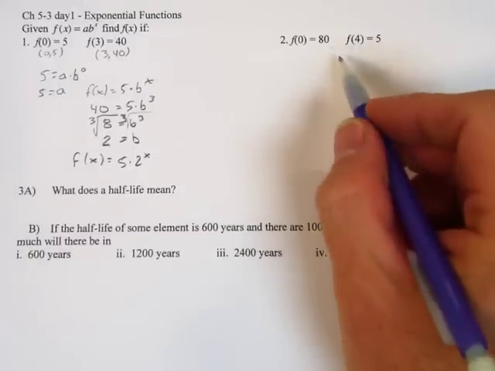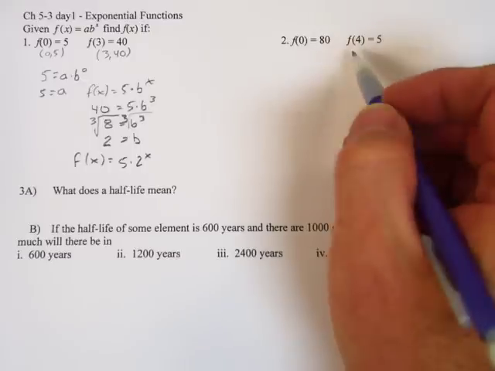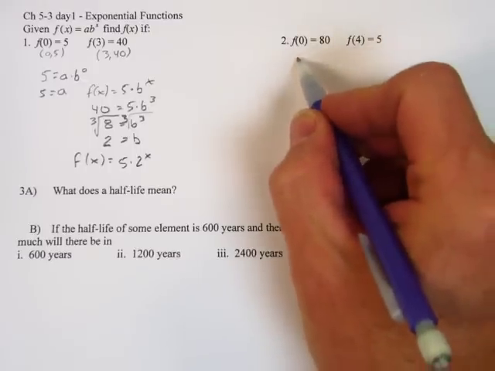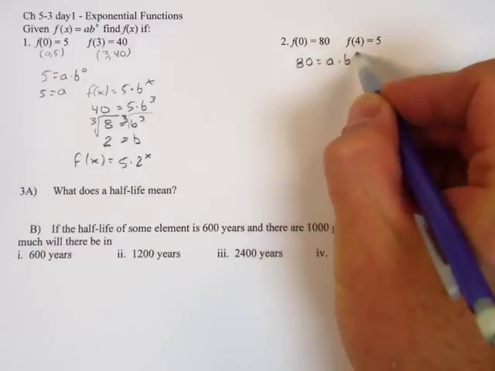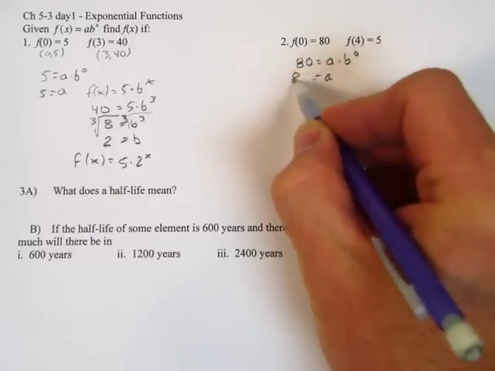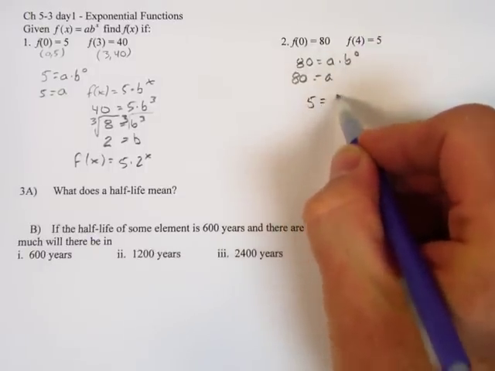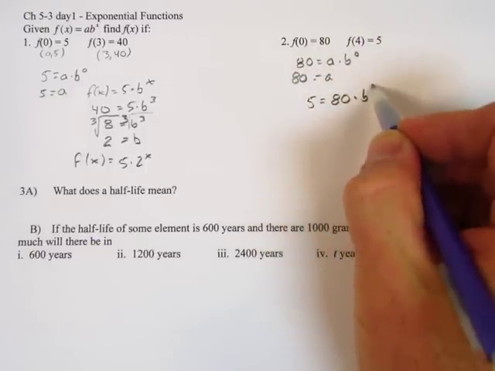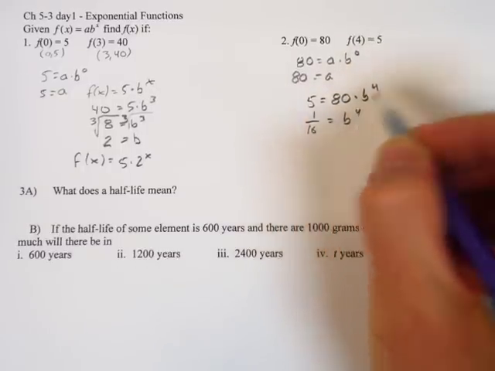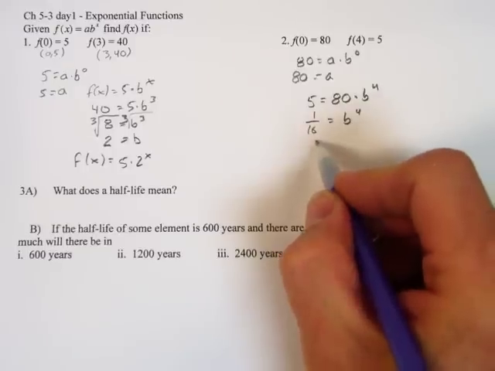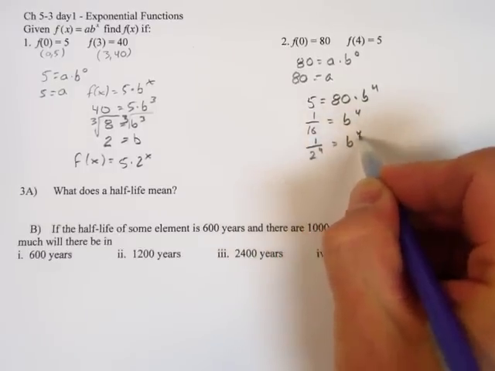Take a moment yourself and do this one. Stop it and then check to see that you have it right. So this would be 80 equals a times b to the 0. So a is 80. Now we have 5 equals 80 times b to the 4th. 1 over 16 equals b to the 4th. So that's 1 over 2 to the 4th equals b to the 4th.